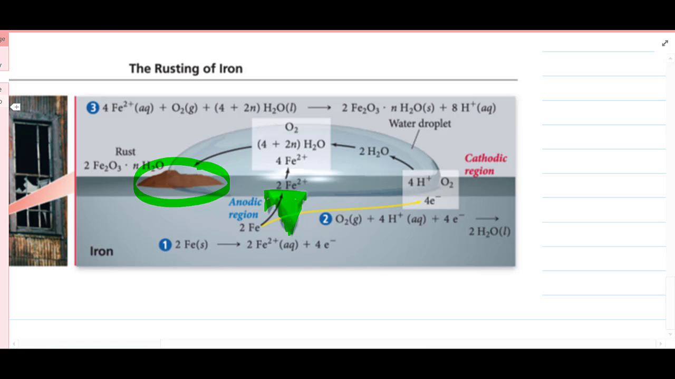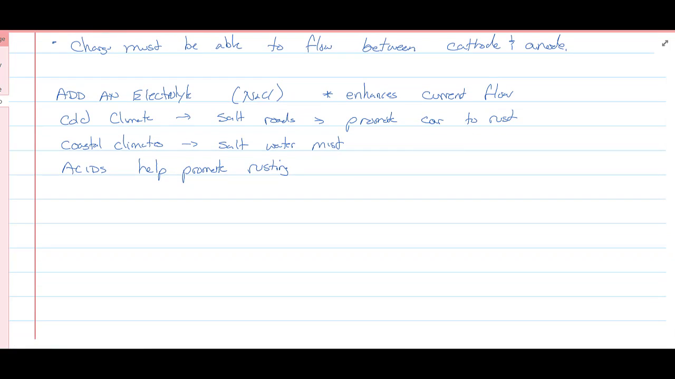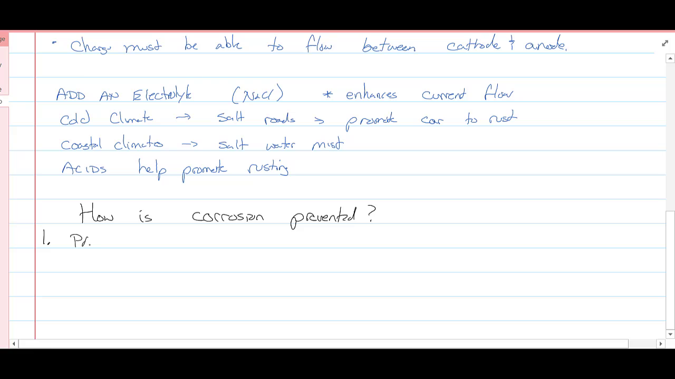The question then becomes, how is corrosion prevented? That's a good question. Well, the first and easiest way to do things is paint. We paint them. All right.